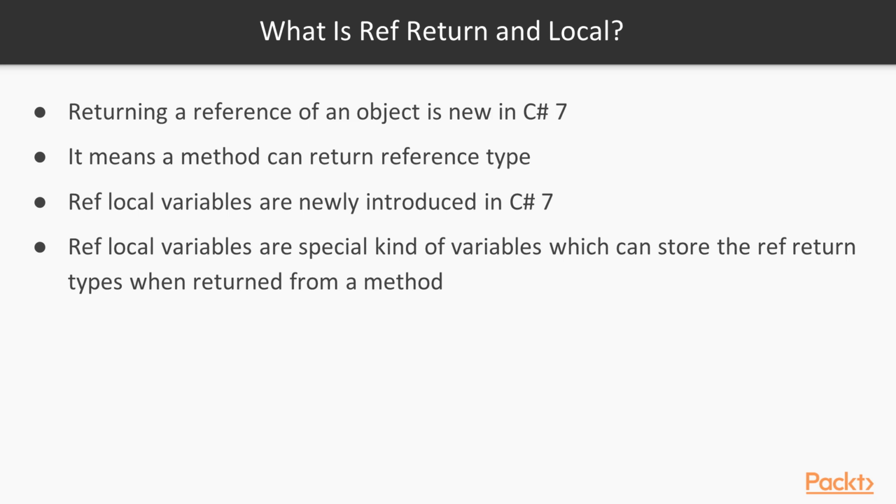So what is ref return and local? Returning a reference of an object is new in C# 7. It means a method can return a reference. References can be stored in ref local variables. These are a special kind of variables which are mainly used to store the method's return value when it is a reference.